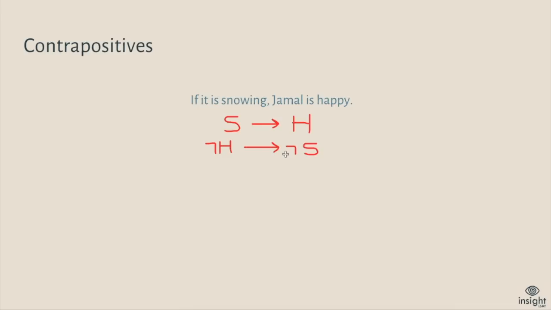So how did I get this? A little bit of a formula here. You negate what's on the right side of the arrow and bring it on over to the left. You negate what's on the left side of the arrow and you bring it on over to the right. Right? So here it was happy, move it on over, not happy. Here it was snowing, move it on over, not snowing. And that is how you get the contrapositives. Don't worry, we're going to deal with quite a few more of them when we practice, which is right now.